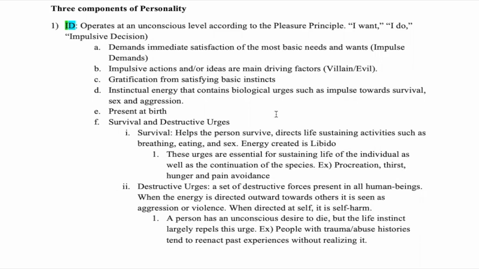So there are two different urges related to the id. There is the survival urges as well as the destructive urges. So the survival urges helps the person to survive, directs life-sustaining activities such as breathing, eating, and sex. And sex in this component is going to be for creating children and continuing on the species. So energy created here is the libido or sexual energy. So these urges are essential for sustaining life of the individual as well as the continuation of the species. So procreation, thirst, hunger, and pain avoidance in some way, shape, or form.